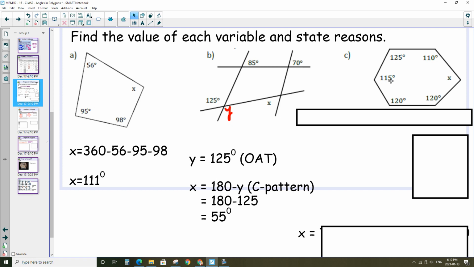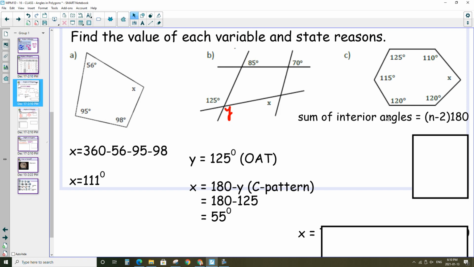And the last example on this page, we're finding the last side. So this is a 1, 2, 3, 4, 5, 6-sided figure, which means it's a hexagon. And so we want to find what the sum of the interior angles is going to be first before finding that last angle. So for a hexagon, the sum of the angles, we're going to use this formula here and replace the n with 6. Okay, so that is going to give us 720 degrees.